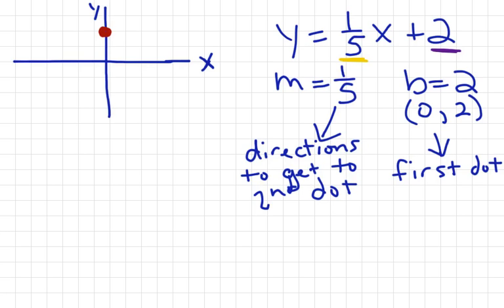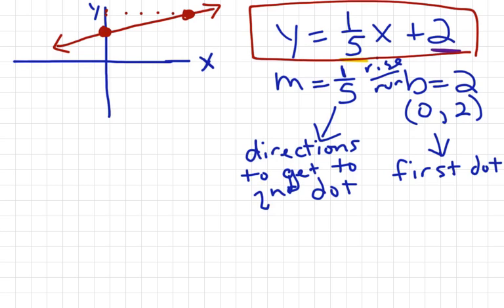Now from here, I want to get to my second dot from this dot I just put on here. So think of our slope. Remember, it's the same thing as rise over run. So think of this as saying go 1 block forward and then 5 blocks to the right. So I am going to go up 1 and go over 1, 2, 3, 4, 5, and that is where my second dot goes. Then I can draw a line through them, and that is the line of y equals 1/5 x plus 2.